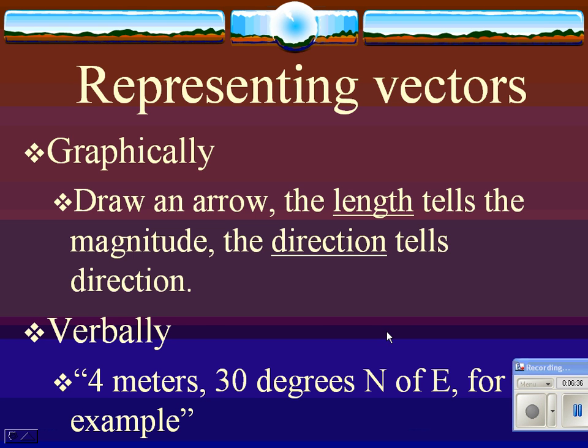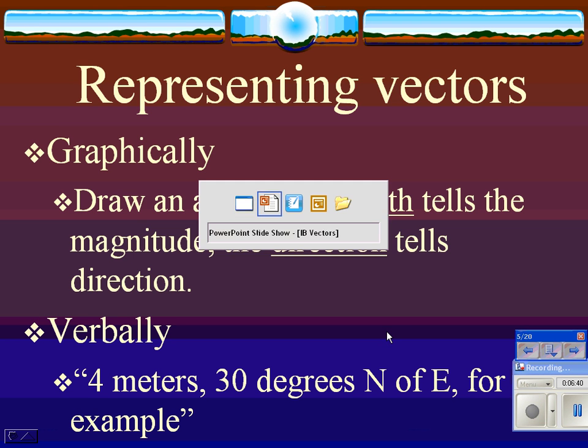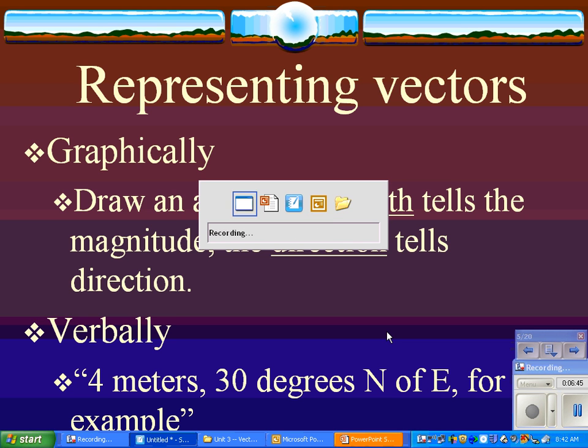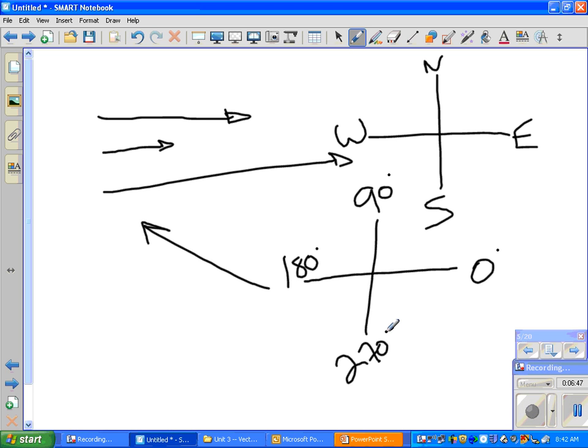47 meters per second, 212 degrees. 212 degrees would be somewhere down here. What would this angle be? 32 degrees. Okay.